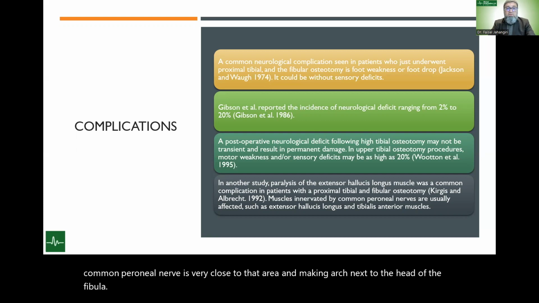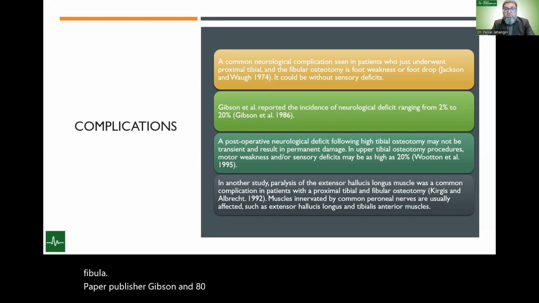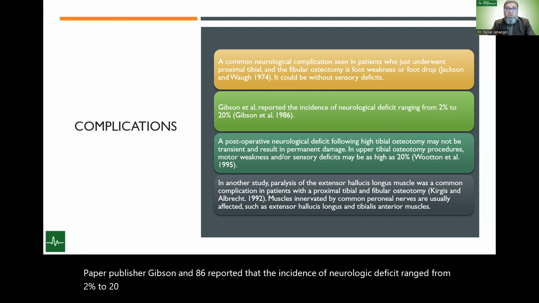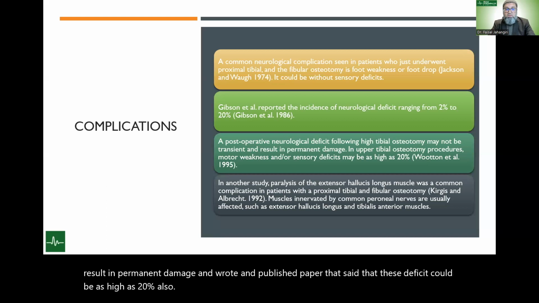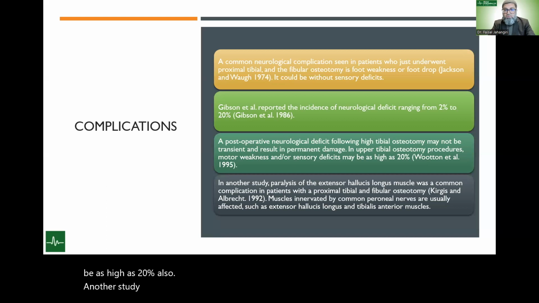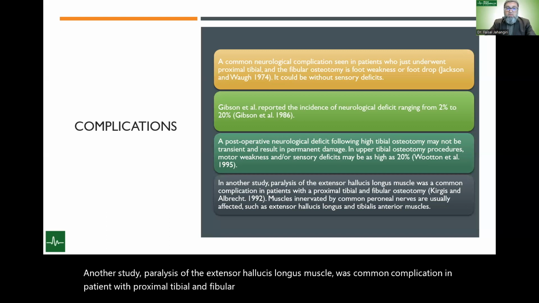A paper published by Gibson in '86 reported that the incidence of neurological deficit ranged from 2% to 20%. The postoperative deficit following high tibial osteotomy may not be transient, and it may result in permanent damage. Wooten published a paper that said these deficits could be as high as 20% also. In another study, paralysis of the extensor hallucis longus muscle was a common complication in patients with proximal tibial and fibular osteotomy.